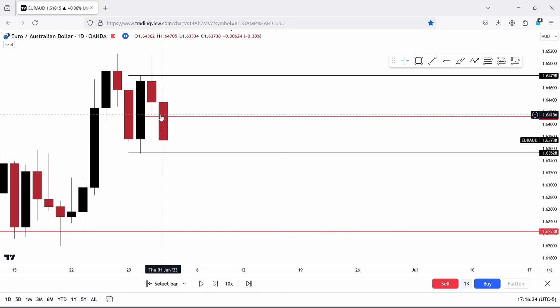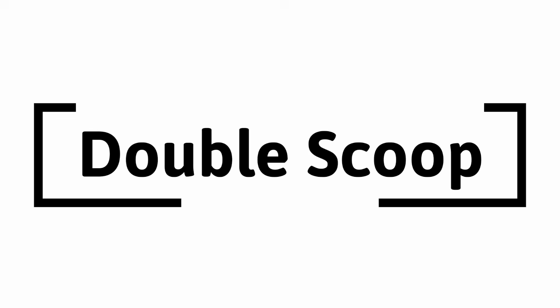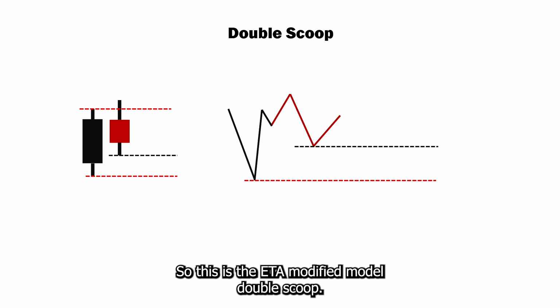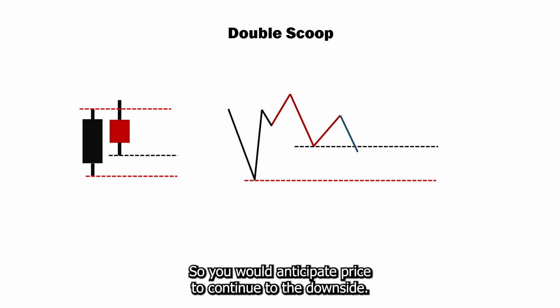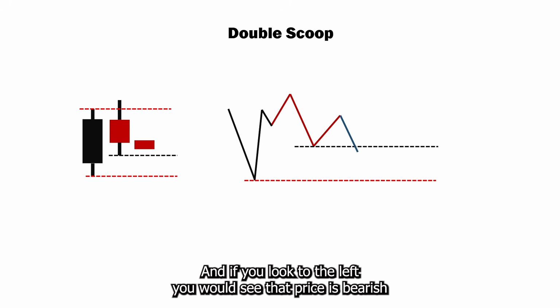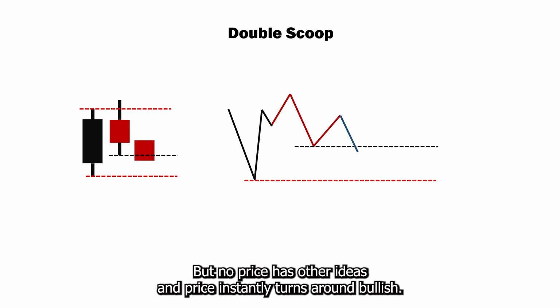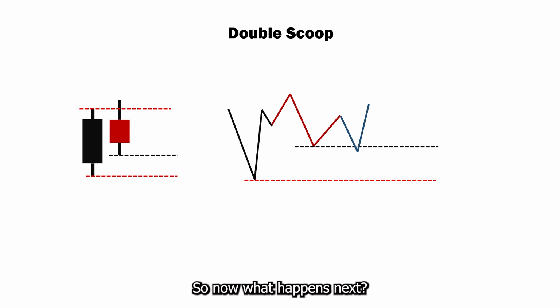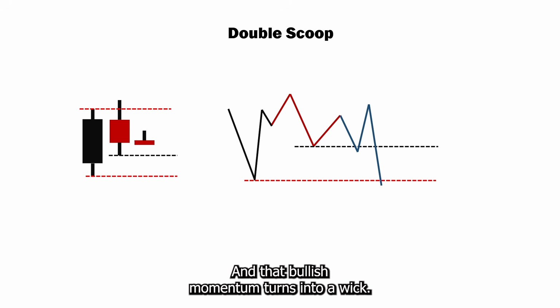See, once price got below this level, it instantly dropped. So this is the ETM modified model double scoop. As you can see, price starts off bearish and instantly attacks your trigger point. So you would anticipate price to continue to the downside. And if you look to the left, you would see that price is bearish and you would anticipate price to fully close out the range. But no, price has other ideas and price instantly turns around bullish and that bearish momentum is gone. So now what happens next? Now price revisits that area again and fully closes the range. And that bullish momentum turns into a wick.